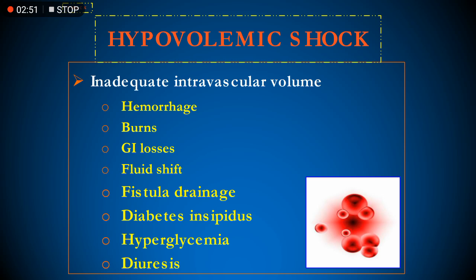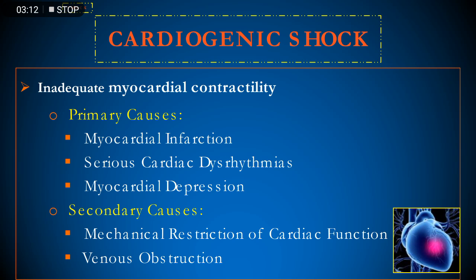Let's discuss hypovolemic shock. This is caused by inadequate intravascular volume, which can be observed in hemorrhage, burns, GI losses, fluid shifts, fistula drainage, diabetes insipidus, hyperglycemia, and diuresis. For cardiogenic shock, this is due to the inadequacy of myocardial contractility, which can be seen in myocardial infarction, serious cardiac dysrhythmias, myocardial depression, mechanical restriction of cardiac function, and venous obstruction.